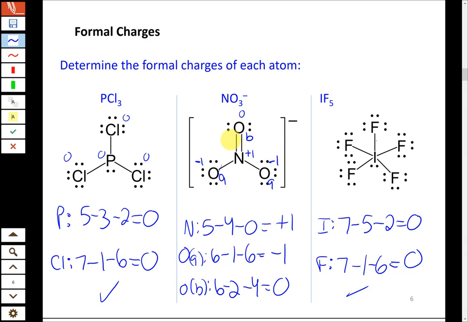Nitrogen is in the 2nd row of the periodic table, atomic number 7, so nitrogen cannot go beyond 8 electrons. So if you were to draw another double bond here, that would get rid of the formal charges, but it would violate the octet rule on nitrogen, which we absolutely cannot do. So we have to stop here.